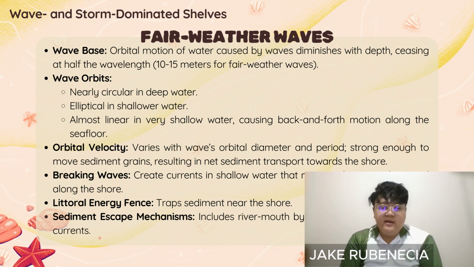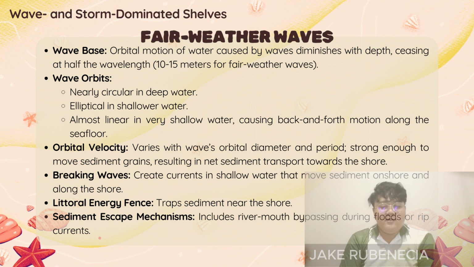Orbital velocity varies with the waves' orbital diameter and period, strong enough to move sediment grains, resulting in net sediment transfer towards the shore. And breaking waves create currents in shallow water that move sediment onshore and along the shore. The lateral energy fence traps sediment near the shore. Then lastly, sediment escape mechanisms include river mouth bypassing during floods or rip currents.